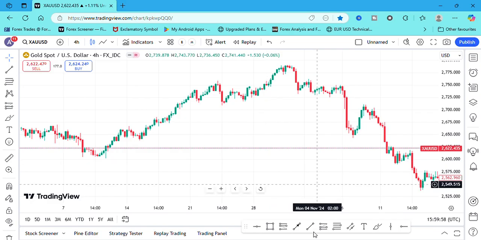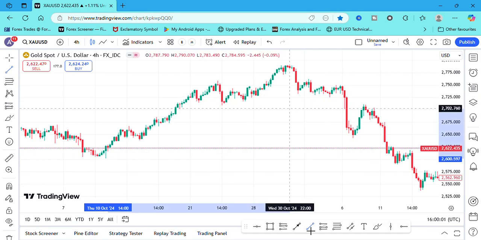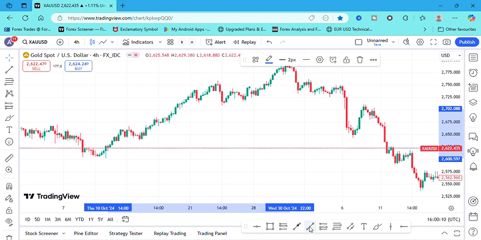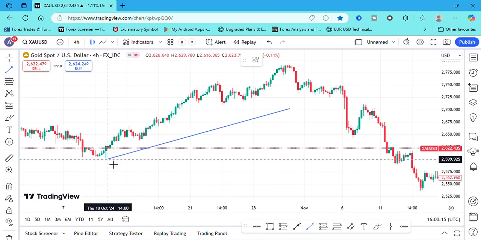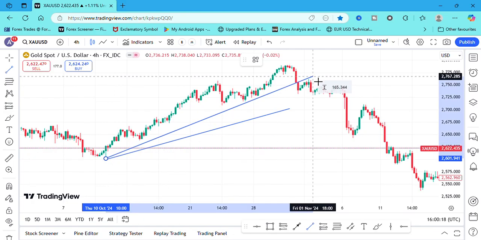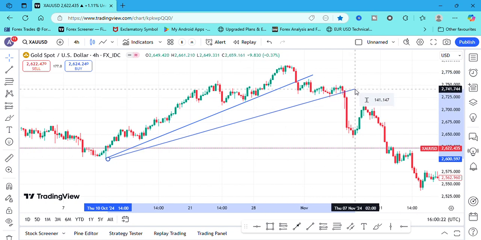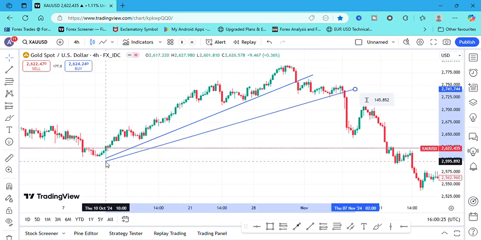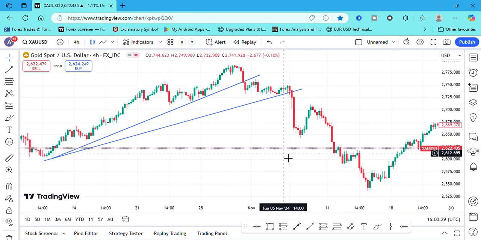And if you want to use always the trend line, you can use the trend line and definitely you can make a better things with the trend line. Always use trend line and highlight the trend line and get a more accuracy.